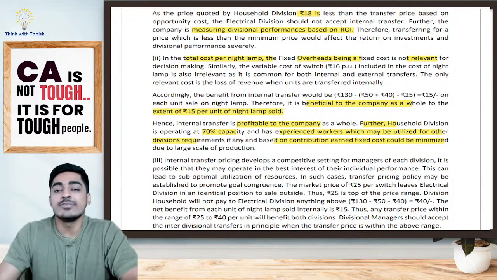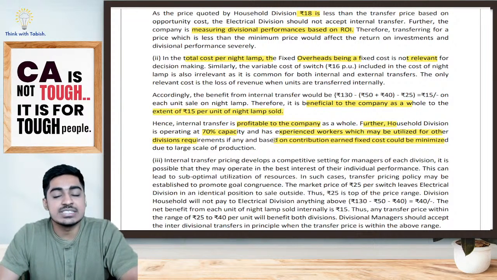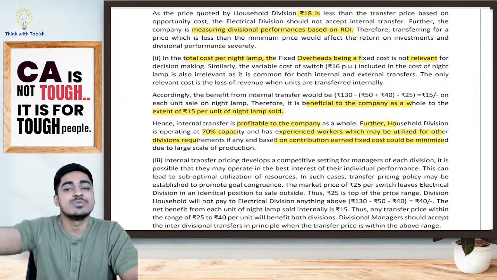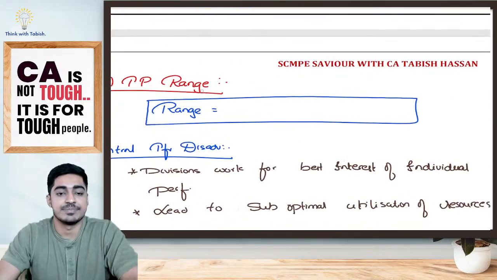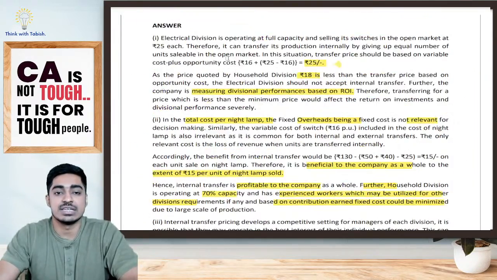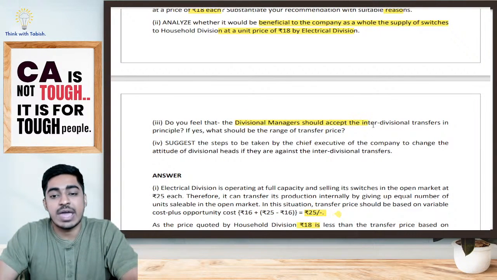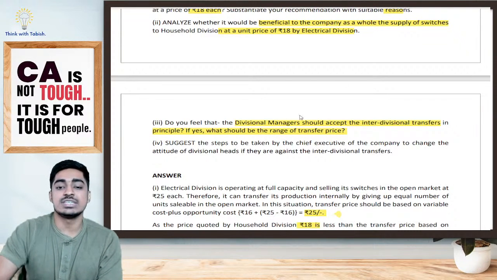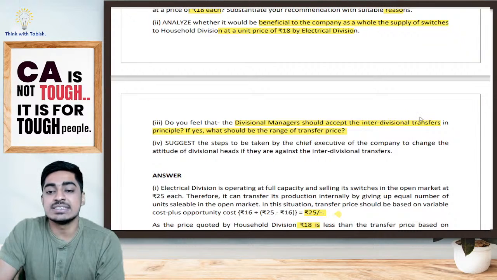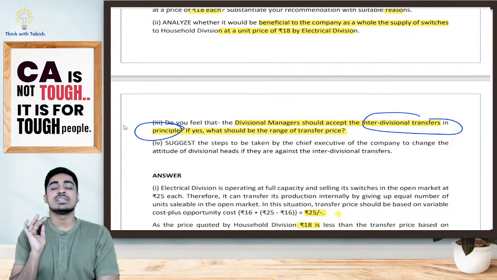You're telling, yes, we have experienced workers also, we can retain those experienced workers, and because we are operating at 70%, if they have free time, we can use them for other work as well. This is the second part of the question. What is the third part of the question asking? The third part is asking us, do you feel that divisional managers should accept the internal divisional transfers in principle? If so, what is the range of transfer price? Every time the question asks whether divisional managers should accept the transfer in principle, we need to tell what the divisional transfer price is.